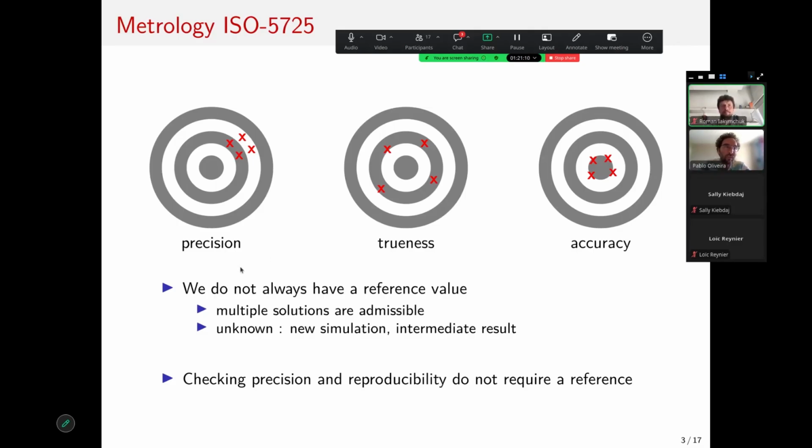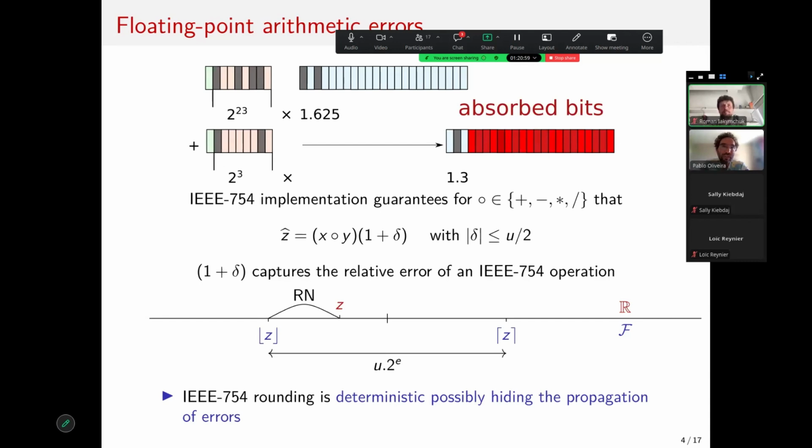But what we are going to show in this presentation is that you can already check precision and reproducibility without a reference in many cases. Okay. So floating point arithmetics.